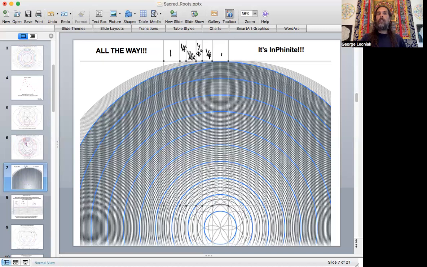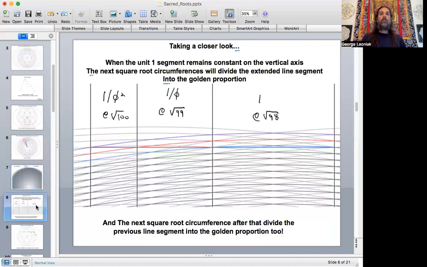These lines kind of extend down in there. So that's an infinite pattern, and it will continue to produce the golden ratio when we use unit 1 through any two successive square root radii. The intersection points, when we extend that 1 inch out, will always produce the golden ratio between those two.